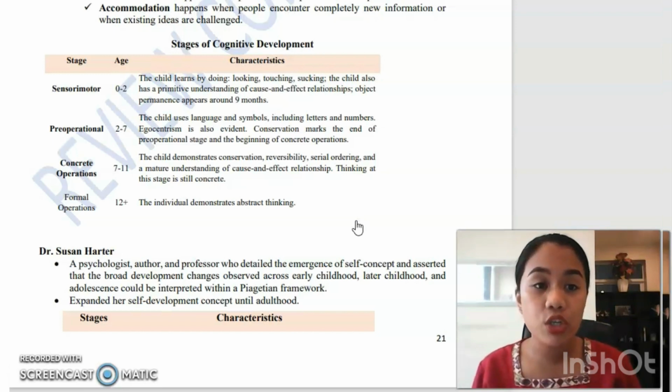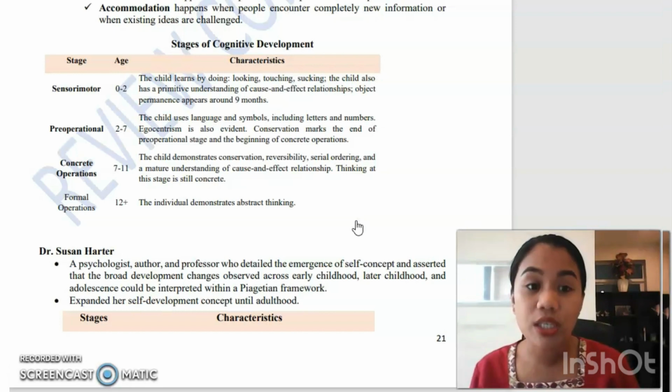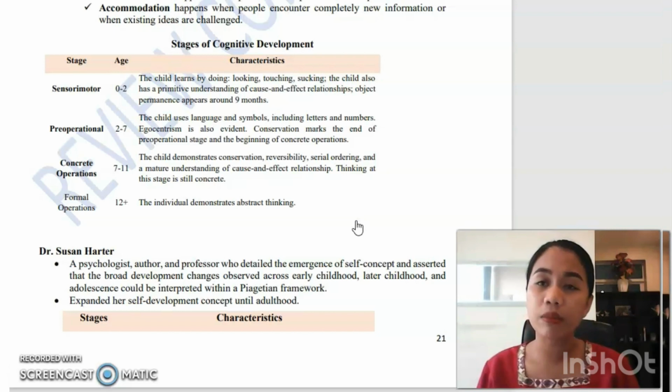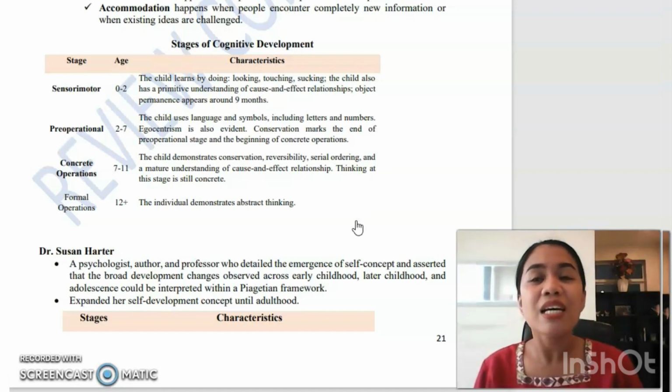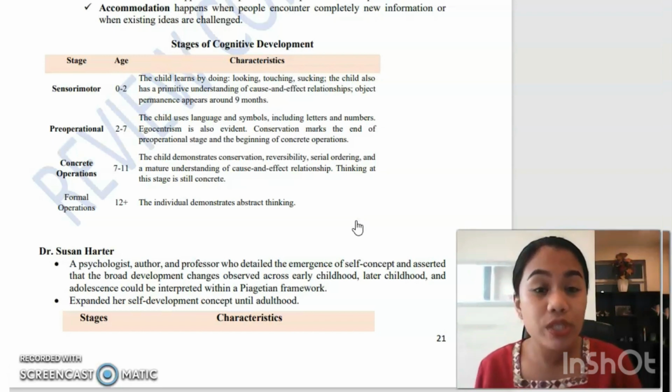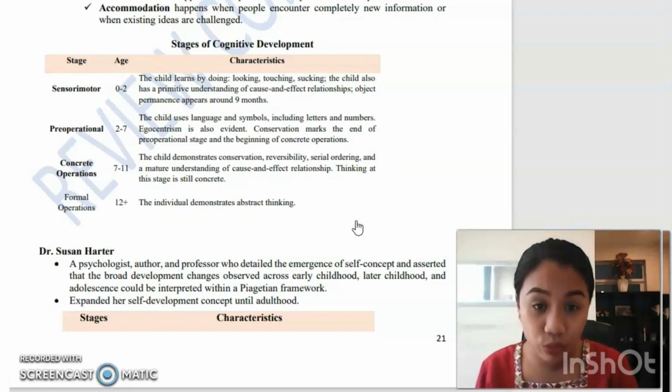Now, for the pre-operational stage, it's between ages 2 to 7 years old. It's where the child uses language and symbols. They already know how to count, know a little, or are very good at the alphabet. Here egocentrism is also evident. They will really follow what they want, to the point that your patience runs out; they do whatever they want.